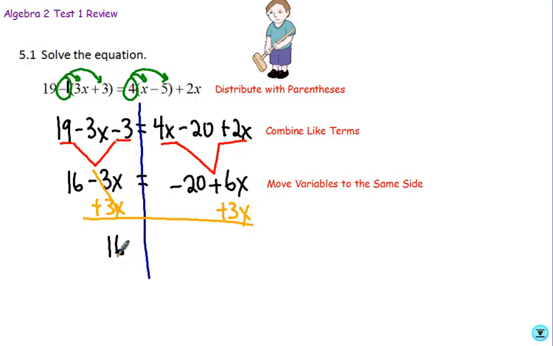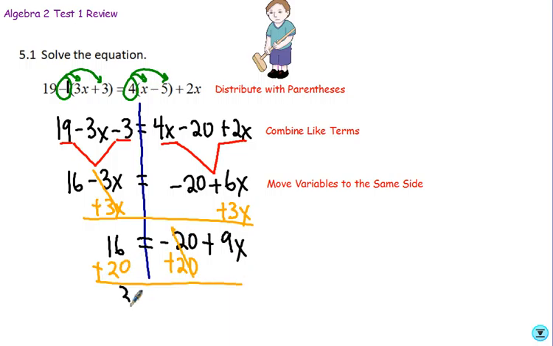And so I've got 16 equals -20 plus 9x. Now I'm just trying to get x by itself. So I'm trying to get all the numbers, if I moved all of the x's over to the right, then all of the numbers that are just by themselves, I want to move over to the left. So I would do the opposite. Opposite of subtracting 20 would be to add 20. And so we end up with 36 equals 9x. 9 times what number makes 36? Well, that would be 4. Right, because 9 times 4 is 36.